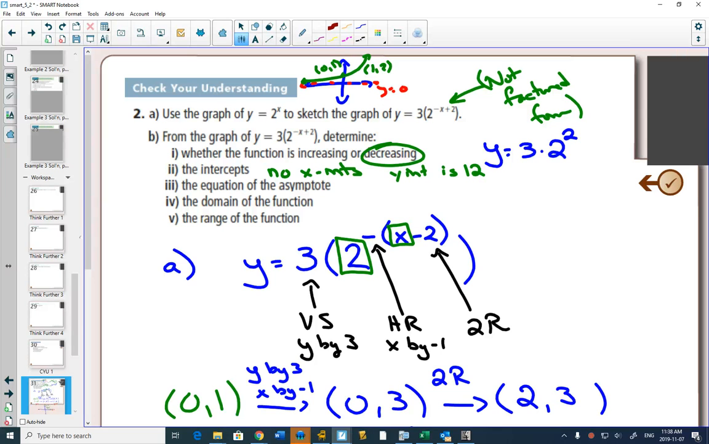The equation of the asymptote, state it as y equals 0. Our domain for exponential functions is everything. And our range, y is bigger than 0, without the equal sign.